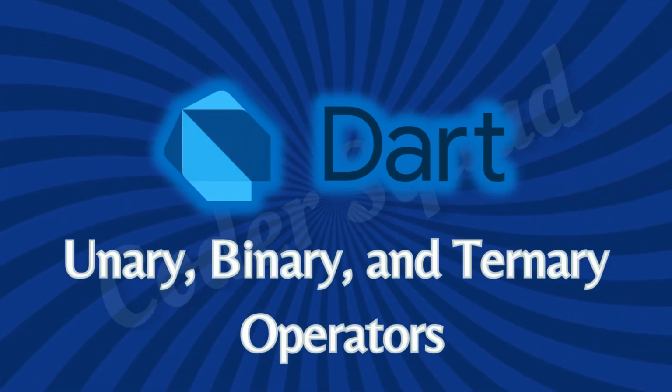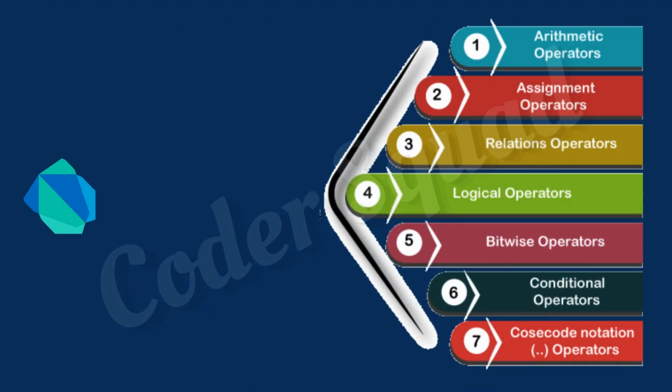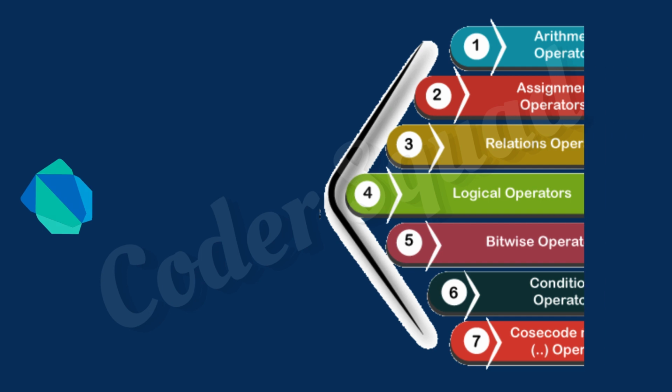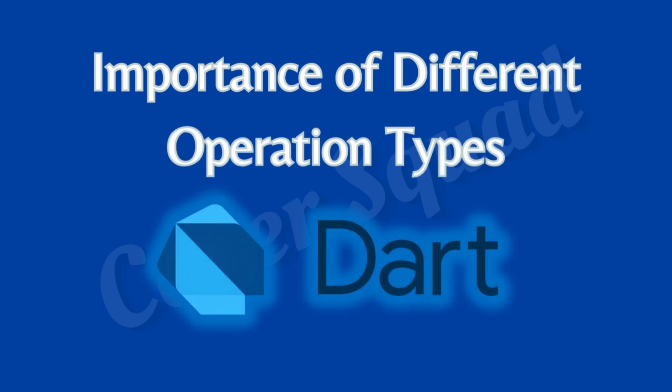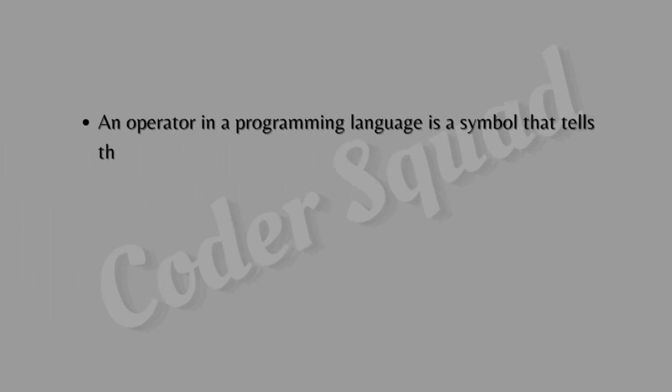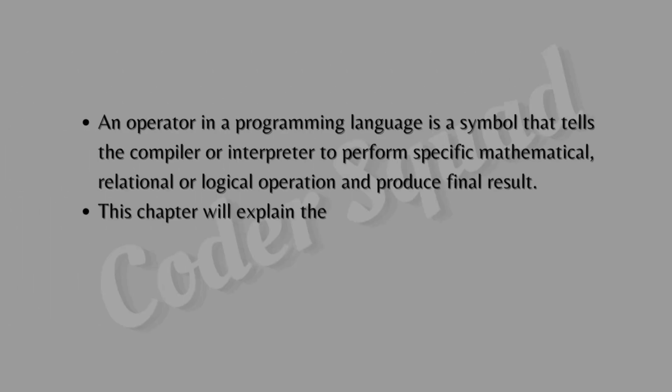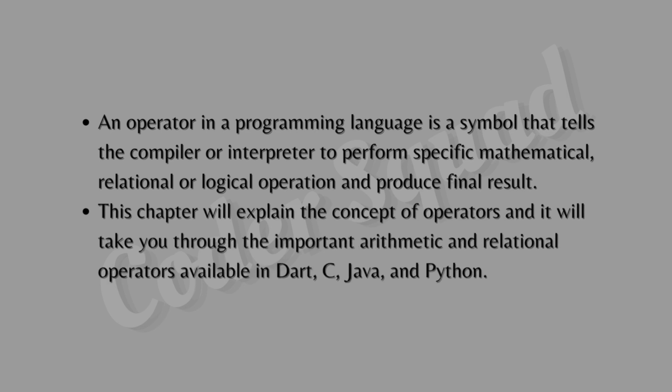Welcome to our lesson on unary, binary, and ternary operators in Dart. Today, we'll explore these operators, which play essential roles in performing operations and making decisions in Dart programming. Operators are fundamental tools in programming, enabling various computations, comparisons, and decision-making processes. Understanding unary, binary, and ternary operators is crucial for efficient coding in Dart.